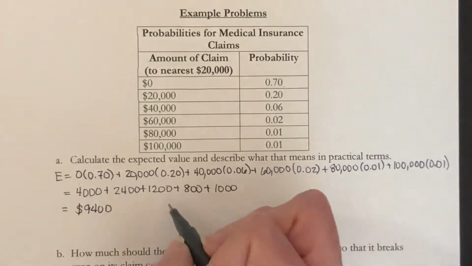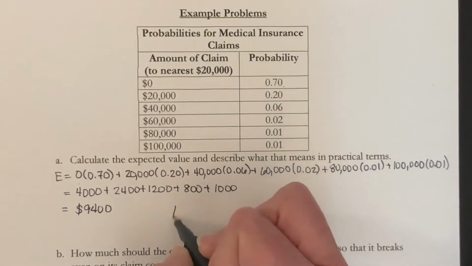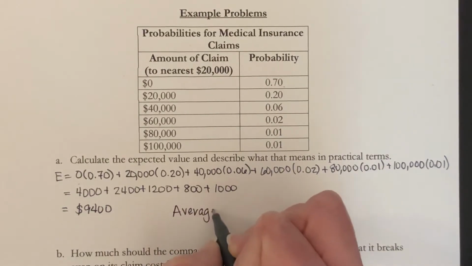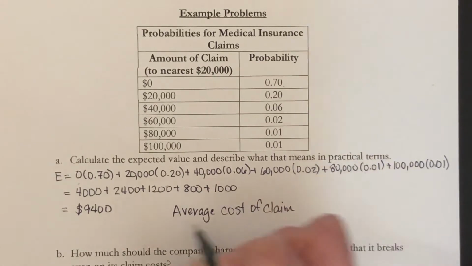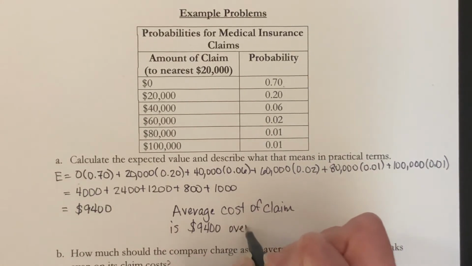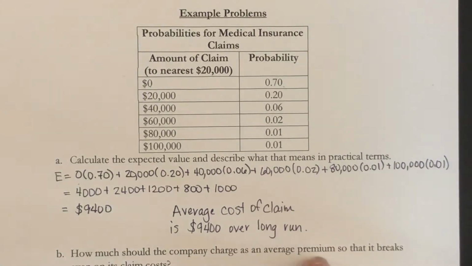It means that the average cost of a claim is $9,400 over the long run. Now, this over the long run business is important. It's not over 10 or even 100 or even 1,000,000 claims. It's just over a long time. How long before it sort of averages out? The more claims you have, the closer it should be getting to this value.